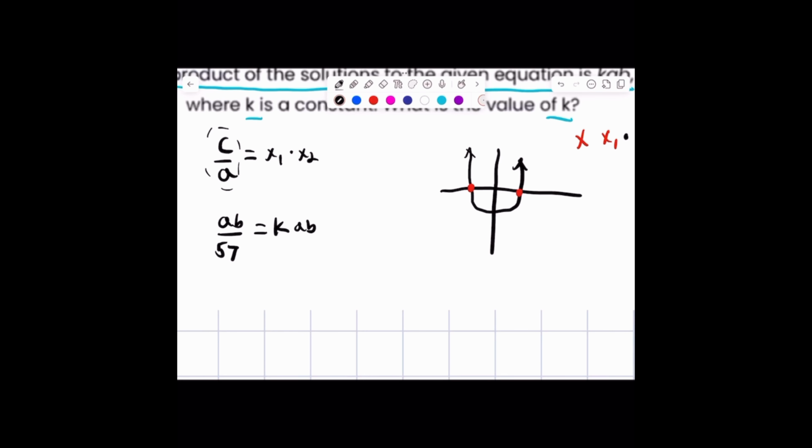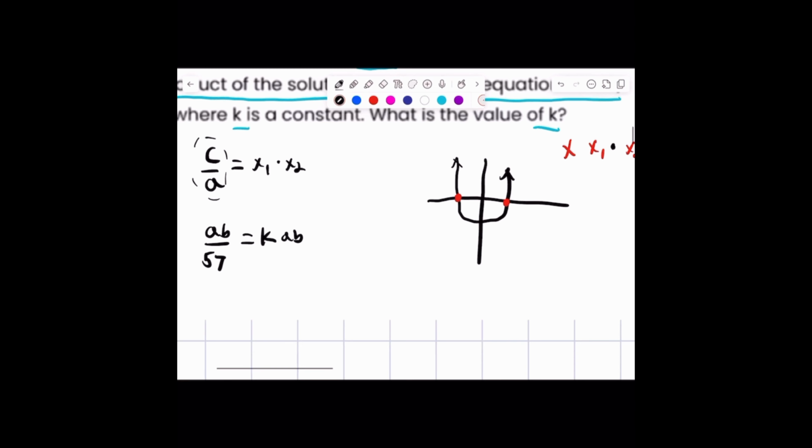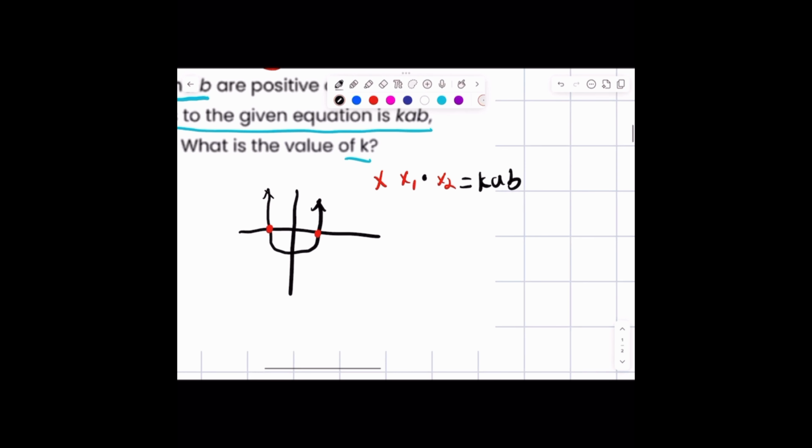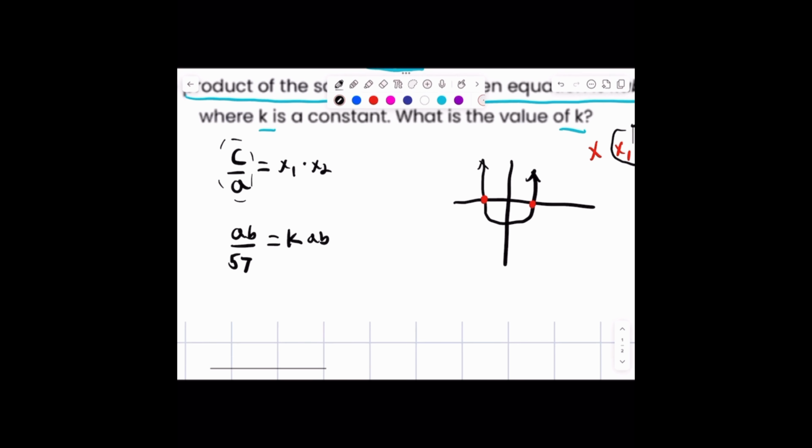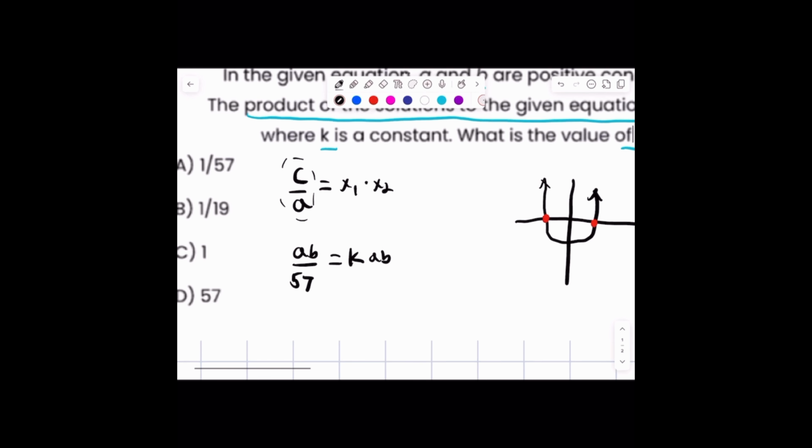Now, where did I get KAB if x1 times x2 is equal to c over a? Well, we know over here that x1 times x2 is equal to KAB, so whichever value you plug into this equation, it wouldn't change the outcome. So, now we have a little situation. We have AB over 57 and K times AB, but our algebra sucks. But don't worry.